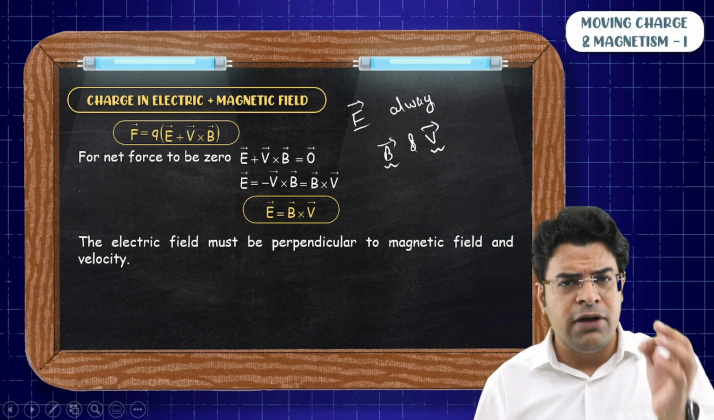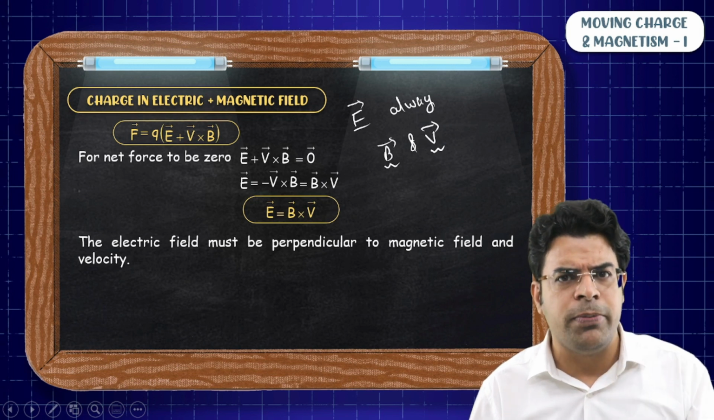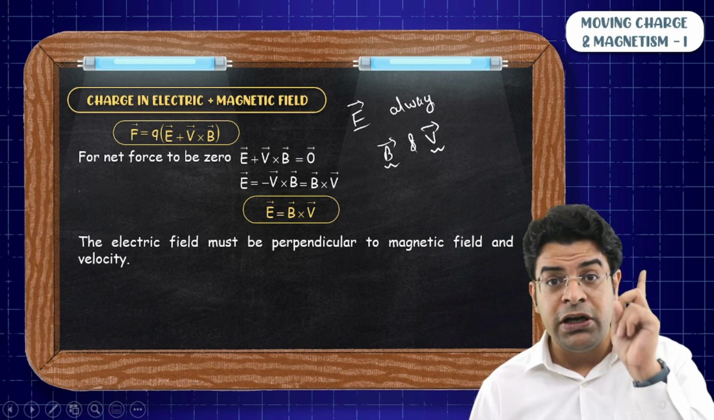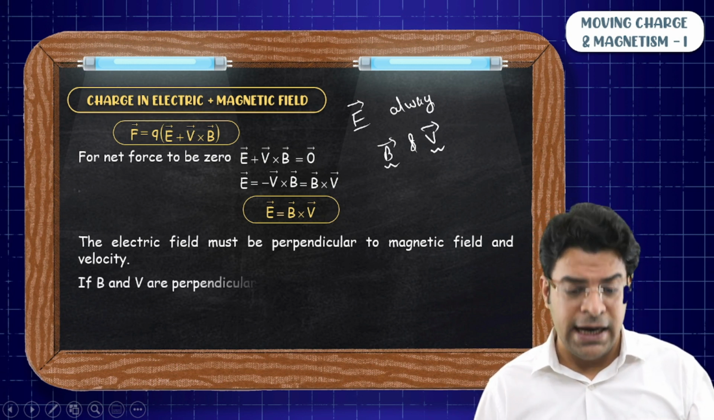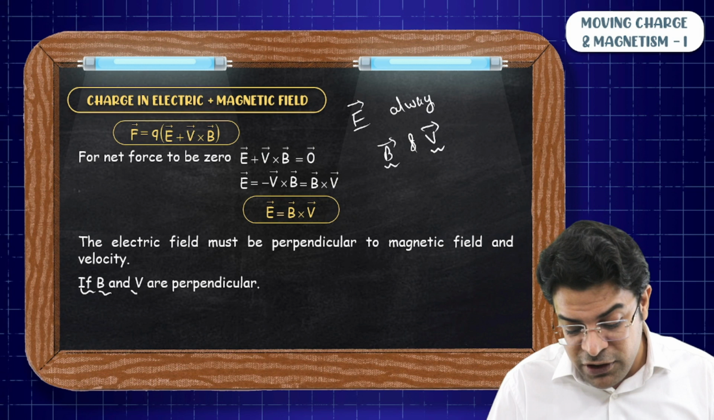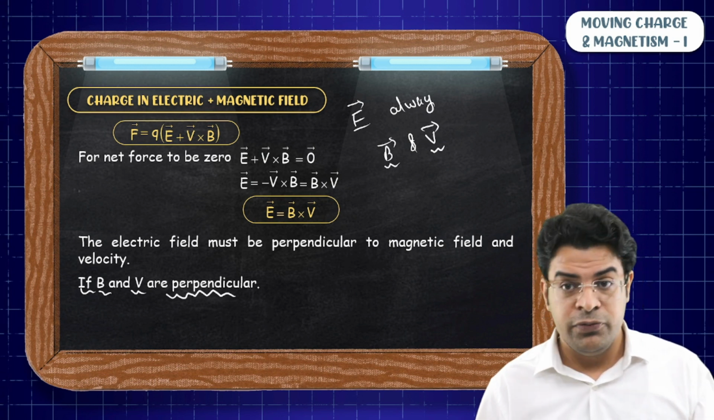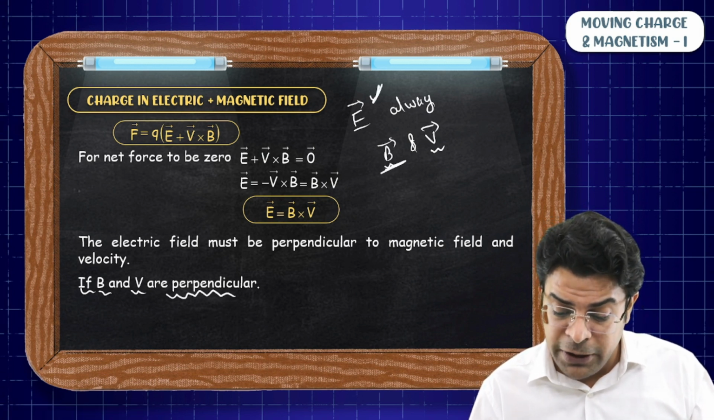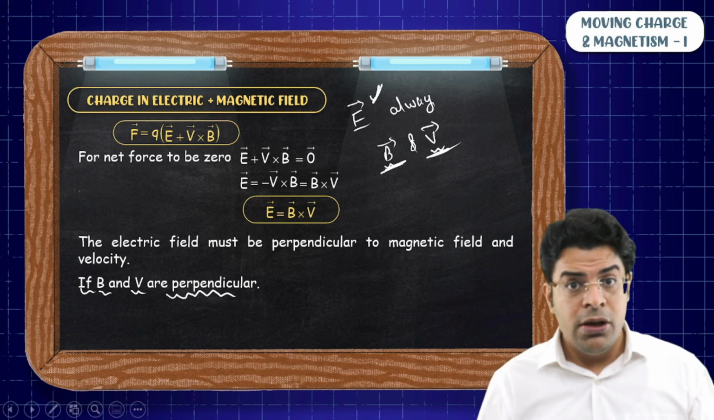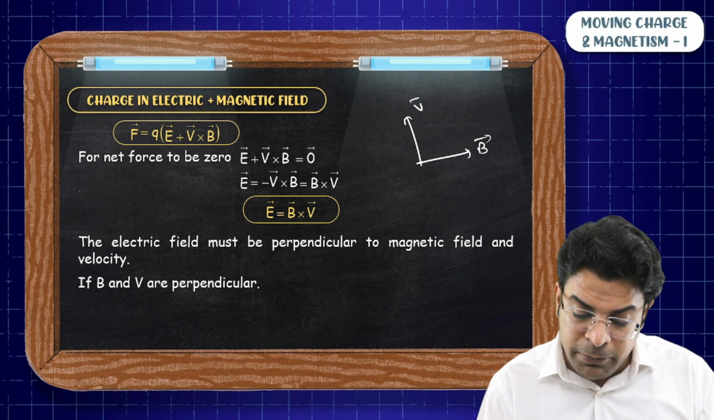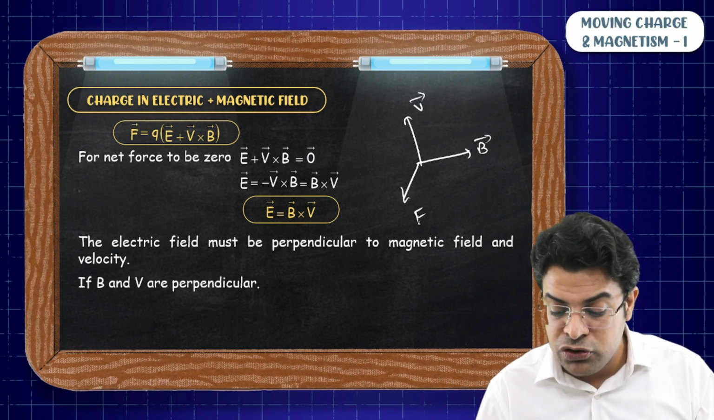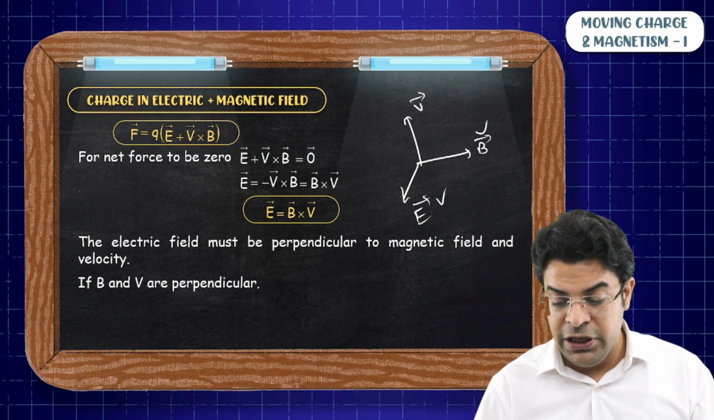Question is, do the magnetic field and velocity always have to be perpendicular? No. But now I will talk about a special case: that the magnetic field and velocity are also perpendicular. So electric field is always perpendicular to B and V both. But if magnetic field and velocity also are perpendicular, now all three are mutually perpendicular, E, B and V.